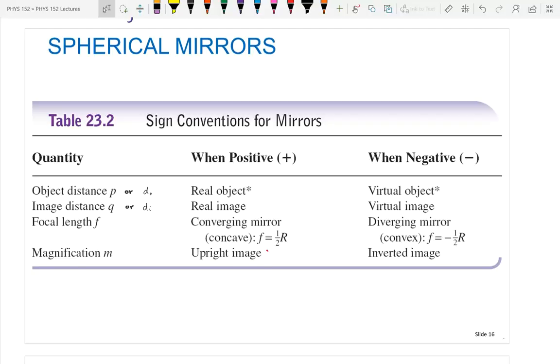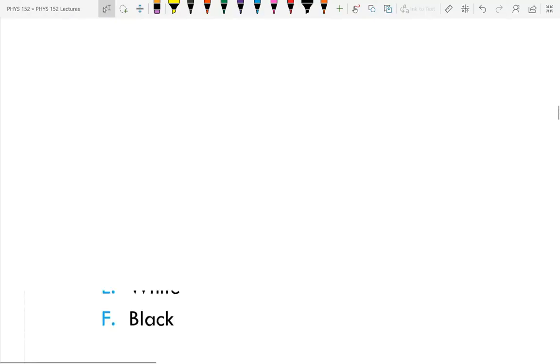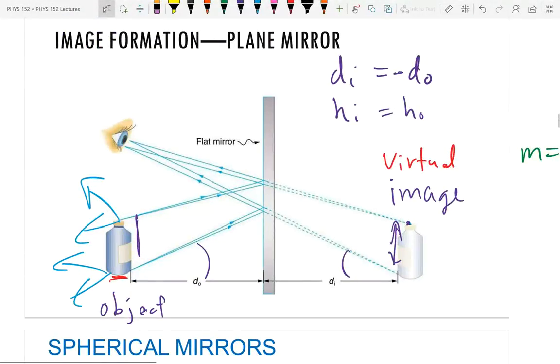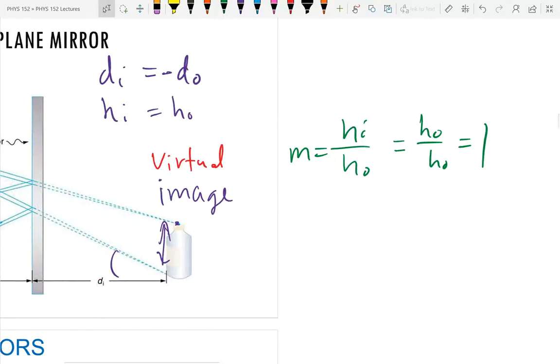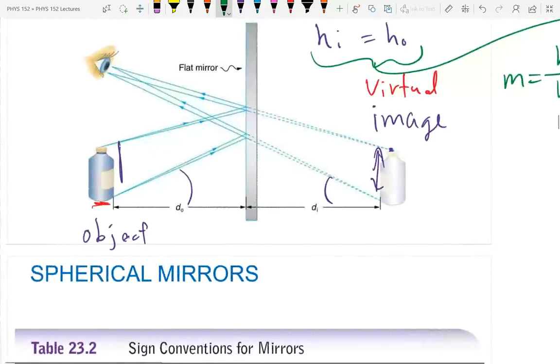Yes? Wait, so it was for the thing that you were doing before this. So what about the O? The object. M equals H_I over H_O. Okay. Magnification is height of the image over height of the object. And since height of the image equaled height of the object, I substitute for height of the image, height of the object there. And so it has a magnification of 1. Okay. Yes, ma'am.